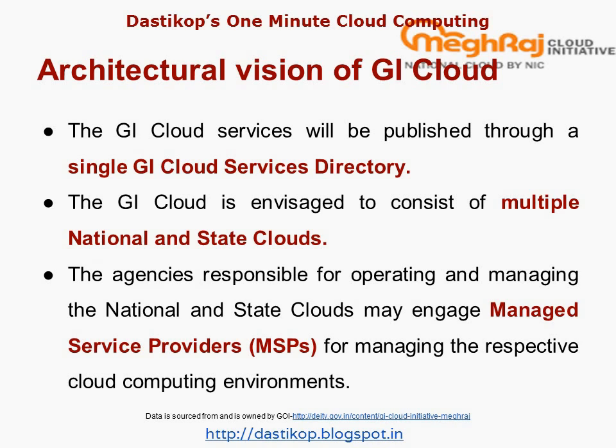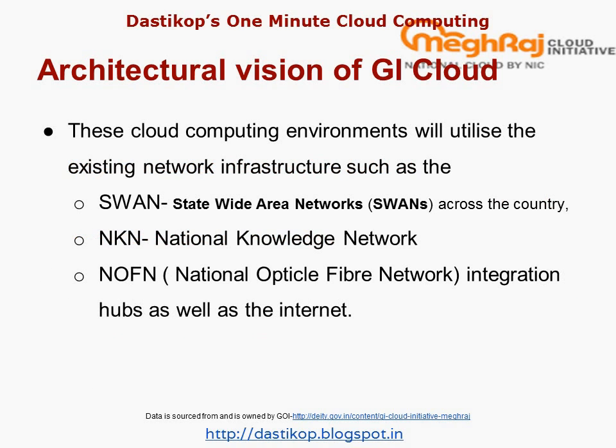So as you see, the GI cloud will consist of multiple national and state clouds. That means there will be a vertical cloud which will take care of all the central government departments. There will be independent clouds for each state, and there will be what is known as a community cloud joining these two together. And these will become the managed service providers, meaning the central government and state government will actually build and manage those services for other people to use.